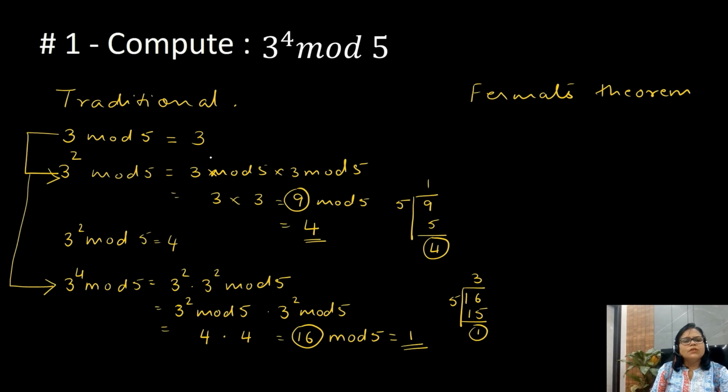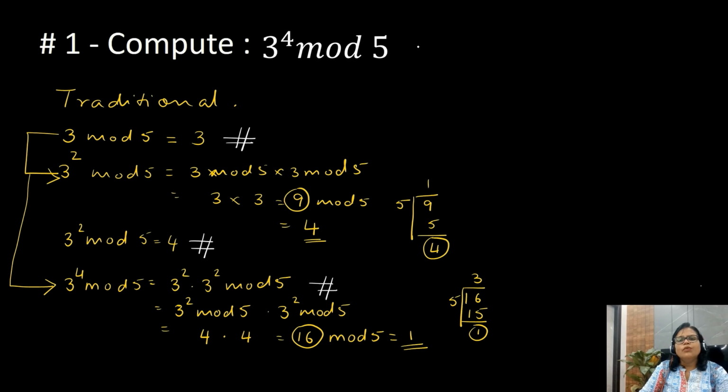So how many steps did you need to compute this? You needed step 1, then you had to compute 3 square mod 5, that is step 2. Then you had to compute 3 raised to 4 mod 5, that is step 3. So you had to do this in 3 steps. Now rather than doing these 3 steps, another way of computing 3 raised to 4 mod 5, which is faster than the traditional method, is Fermat's theorem.